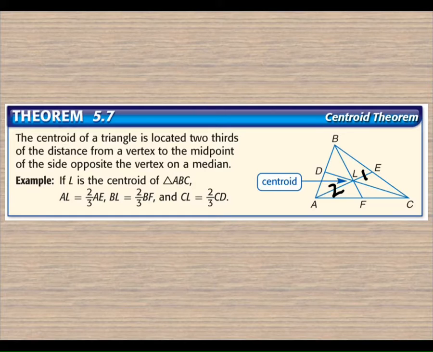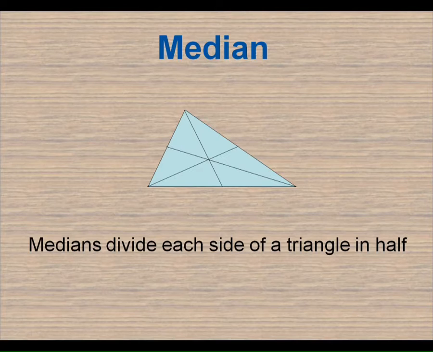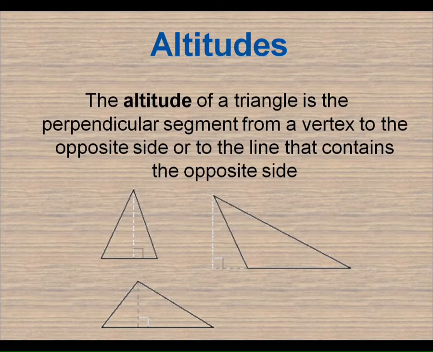Okay. So let's look at a problem here in just a second. They divide each of the sides in half. We know that. Let's come to the altitudes first. I mixed it up here. The altitudes. This is the last type.